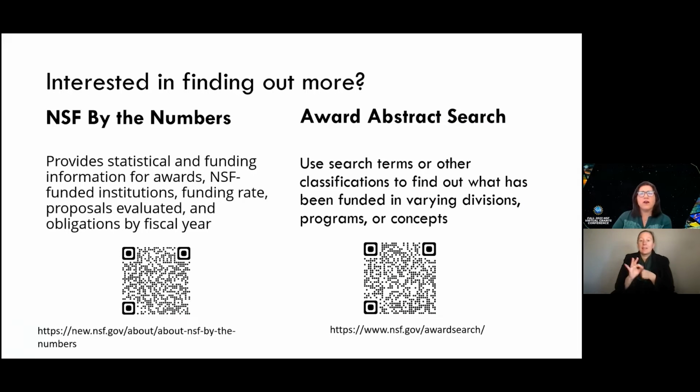As I mentioned before, you will have access to these slides. And also, if you are interested in finding out more about the programs in our directorate, NSF by Numbers is a great place, which provides statistical and funding information for awards, NSF funding institution, funding rate, proposals evaluated, and obligation by fiscal year. Another site you can look at closely is the award abstract search. This helps you use search terms or other classifications to find out what has been funded in divisions and program concepts. It has very different tools to search and find out more detailed information about what has been funded by NSF. Also, there are some more funding opportunities online, and this is only the beginning.